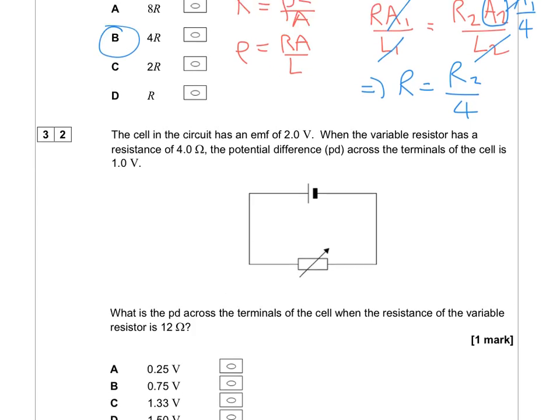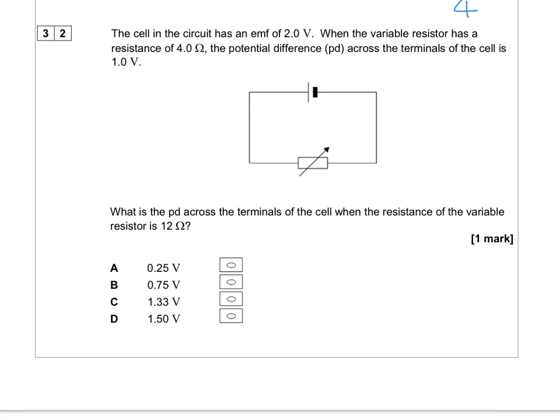Answer B. Okay, the cell in the circuit has an EMF of 2.0, so we've got 2.0 volts there. The variable resistor has a resistance of 4.0 ohms. The potential difference across the terminals of the cell is 1.0 volts.